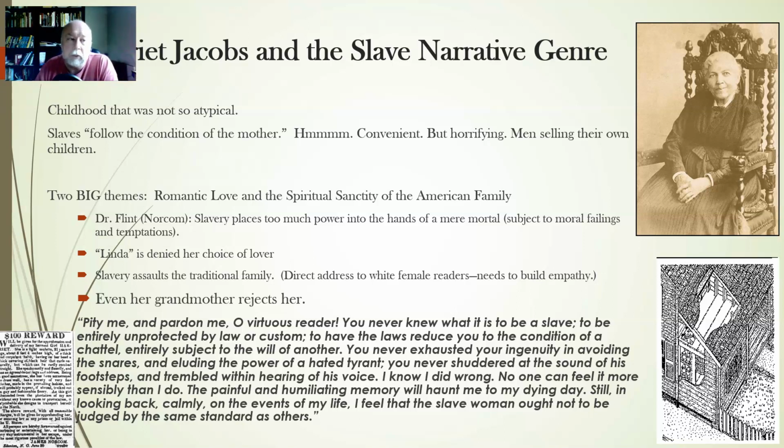I am utterly powerless with this man, and the law will back him up. To put it bluntly, he can rape me again and again for the rest of my life, and the law will do nothing about it. And that's not the case with you. You have the law. Now, whether or not justice happens, I don't know, but you have the law, and the law doesn't even protect me. "You never shuddered at the sound of his footsteps and trembled within hearing of his voice. I know I did wrong. No one can feel it more sensibly than I do. The painful and humiliating memory will haunt me to my dying day. Still, in looking back calmly on the events of my life, I feel that the slave woman ought not to be judged by the same standard as others."